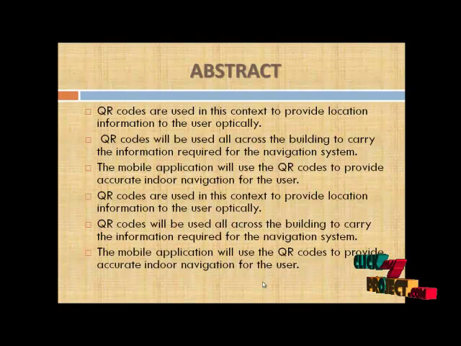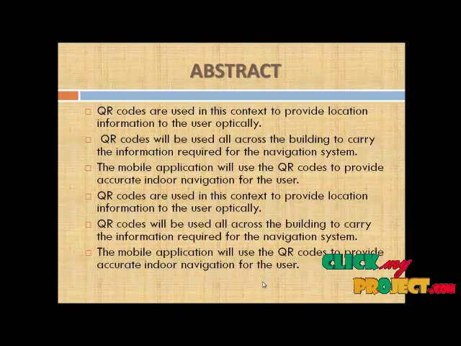Let us see the title of the project: GPS and Wi-Fi fingerprint-based location recognition. The abstract: QR codes are used to provide location information to the user optically. The QR code will be used all across the building to provide indoor location information to navigate the system. The QR code is linked to the Wi-Fi fingerprint and recorded to the Wi-Fi devices.